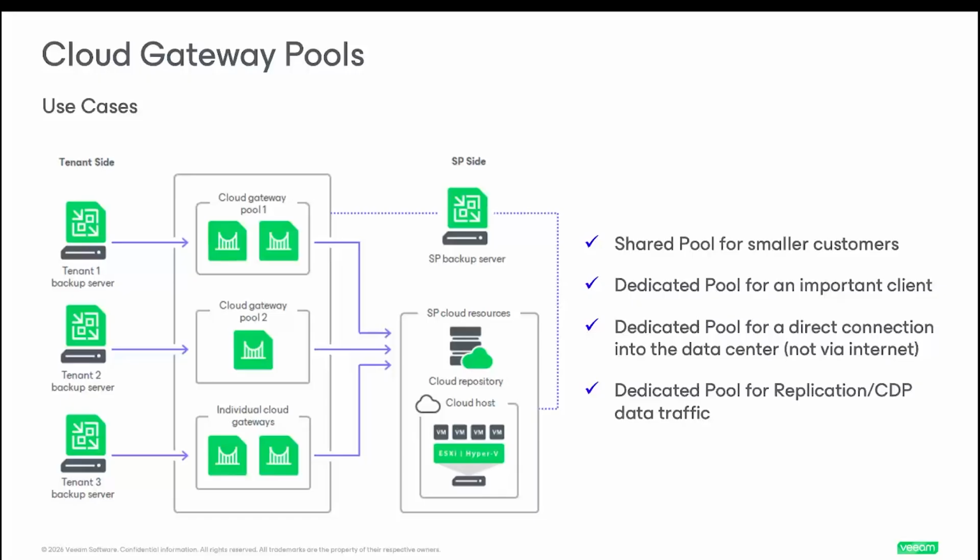Another option could be a dedicated pool for a direct connection into the data center, so it uses a different network connection and doesn't go directly through the internet. Or you could have a dedicated pool just to split off a different service: you use one pool for offsite backup, and another dedicated pool for replication and CDP data traffic.